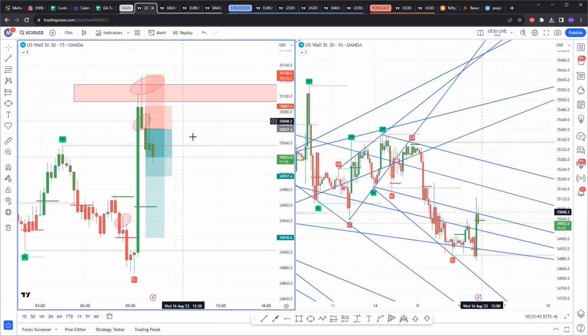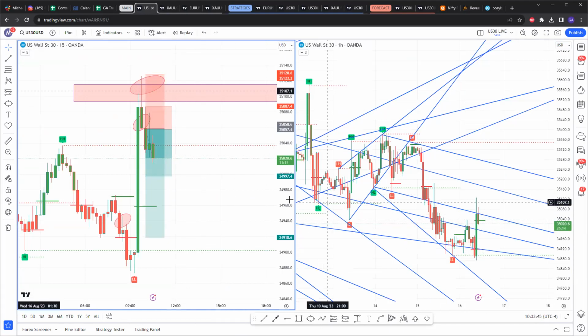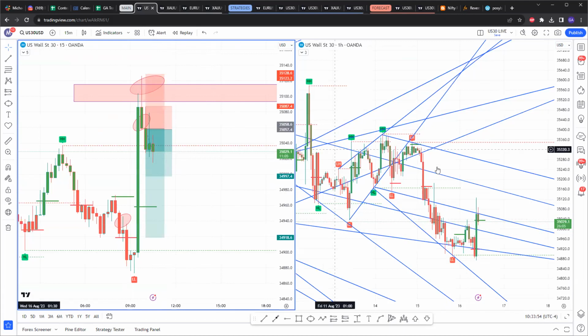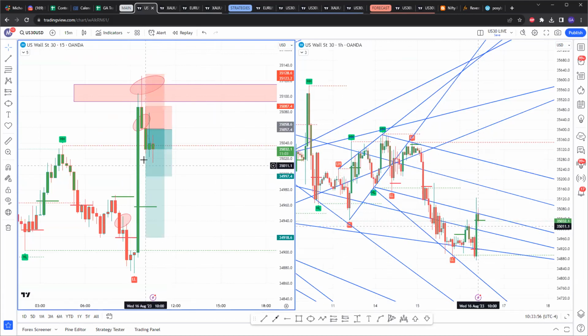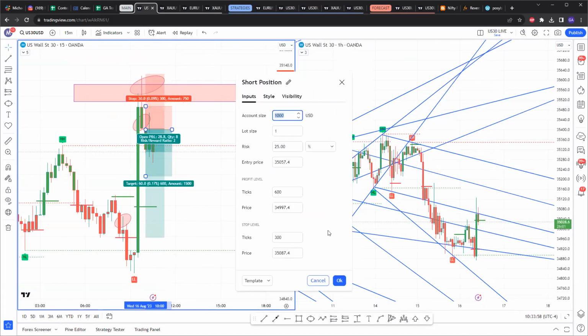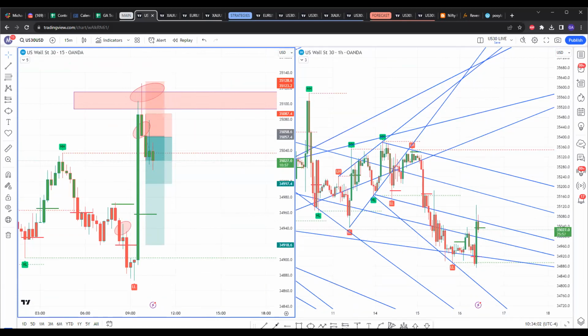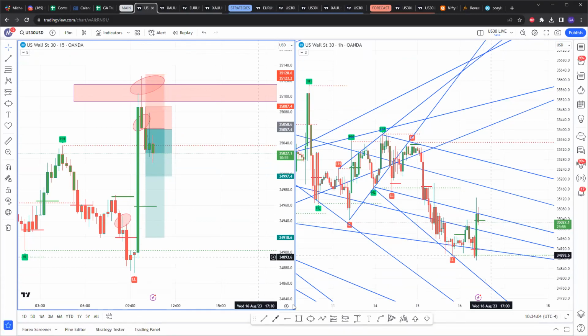US 30 is dropping, so there we go. So it took a while, but we are dropping here. So the filler trade got stopped out at break even. If you entered the second trade with me, when I entered, you should be at 1:1 anytime from now. So let's see how far down it is.